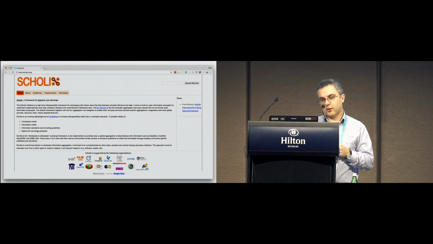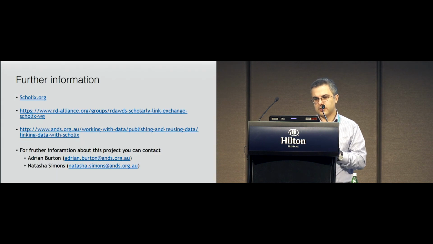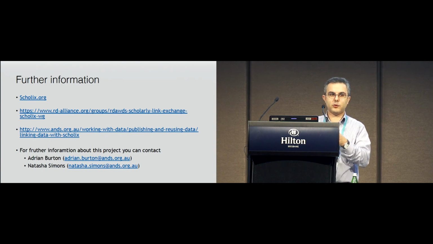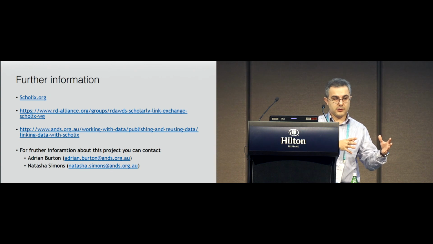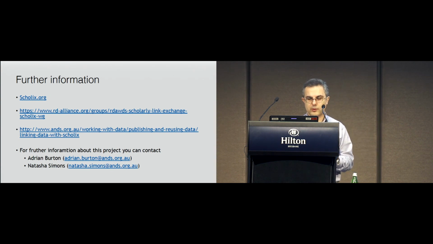So there is a Scholix.org website. You can look at this, and the majority of the information that we have is here, and it lists all the partners in the project. I believe there are links to both the RDA, Research Data Alliance page, and also Anne's link. We have a page that explains how this DLI service works from the perspective of Australian institutions. All of them will be available on the Scholix.org website.